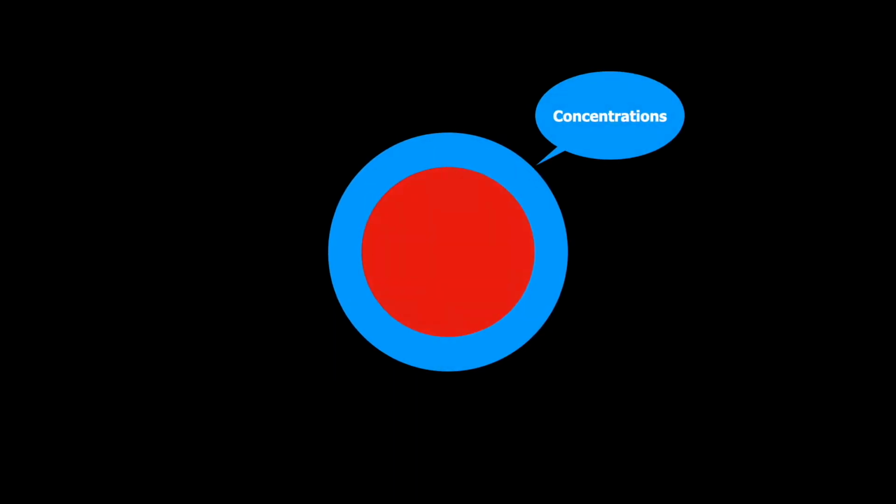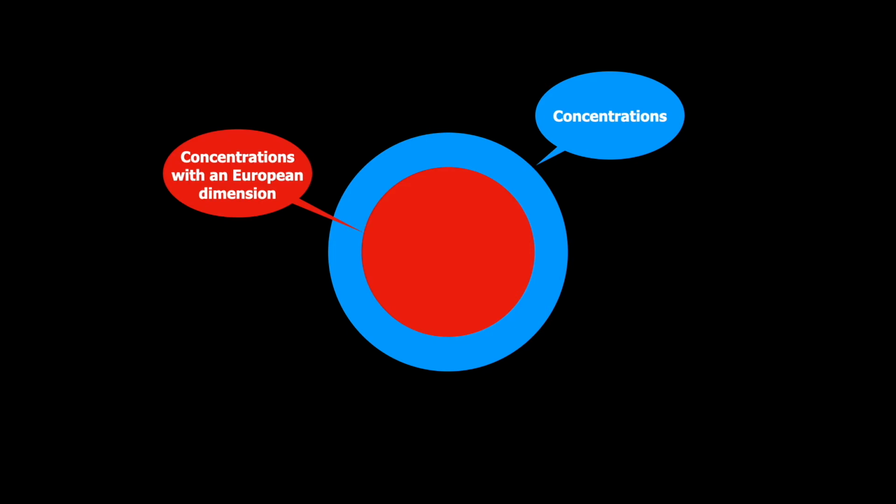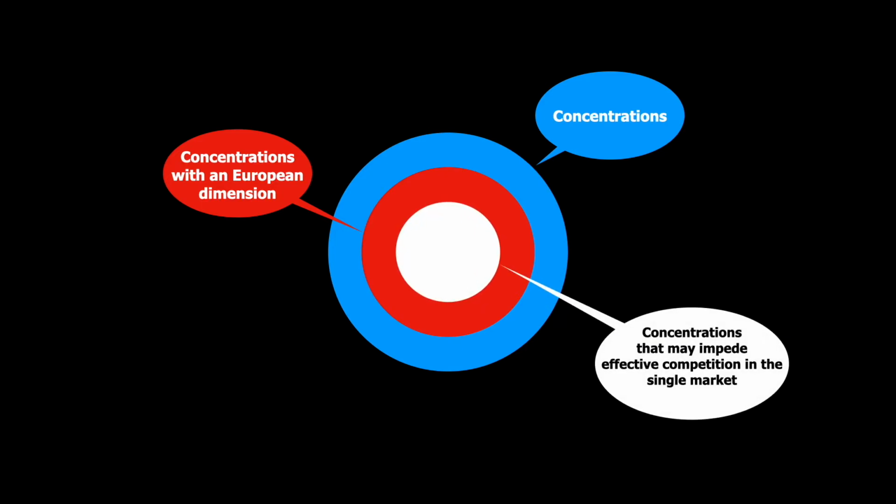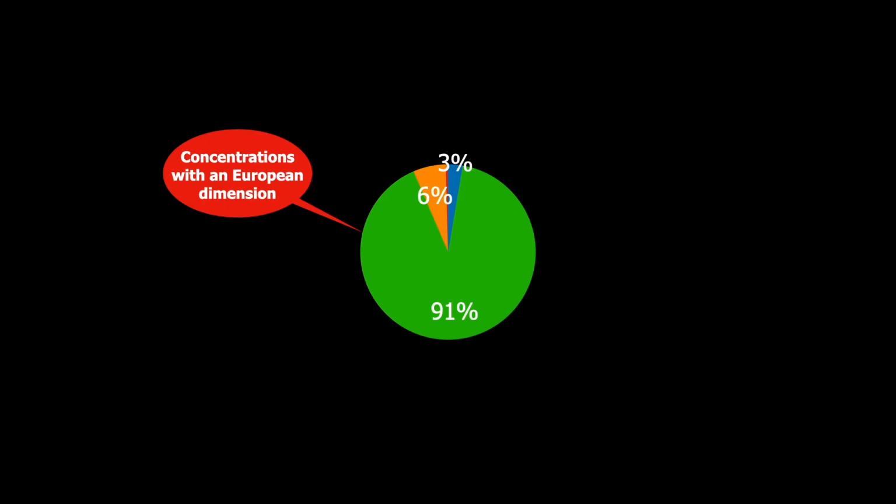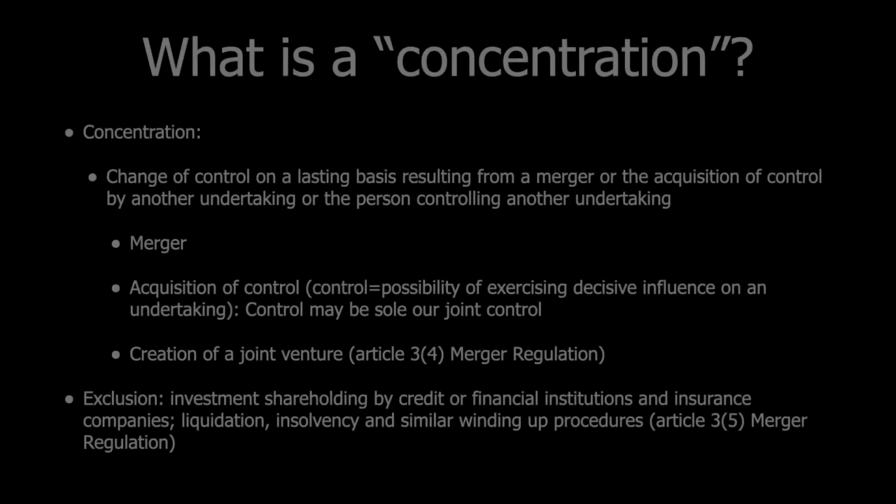So let us consider the universe of possible concentrations. Obviously, the universe of concentrations is larger than that of concentrations of an European dimension. And of those that have an European dimension, the ones that may impede significant competition in the single market are obviously an even narrower group. Now, merger control is typically aimed at these concentrations that may impede effective competition in the single market. Concentrations with an European dimension are mostly concentrations that do not give rise to competitive problems, as we will see further on in this video.